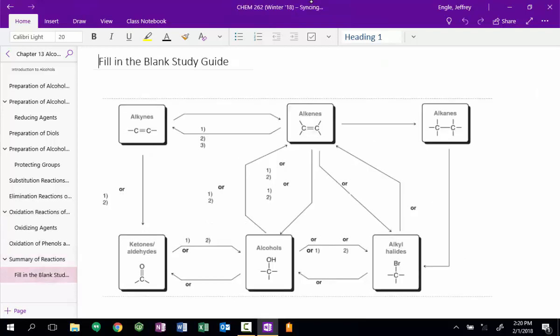If you want to fill in the blank study guide, I put one on here, but I really like just making my own reaction maps. If you need to do this just to remember reagents, you can do that as well.